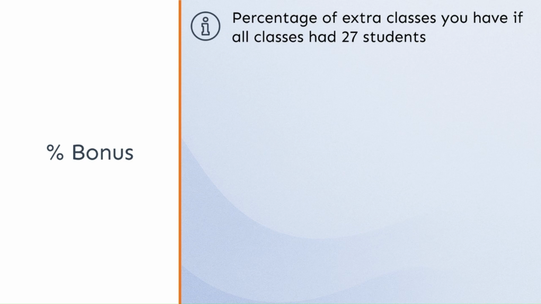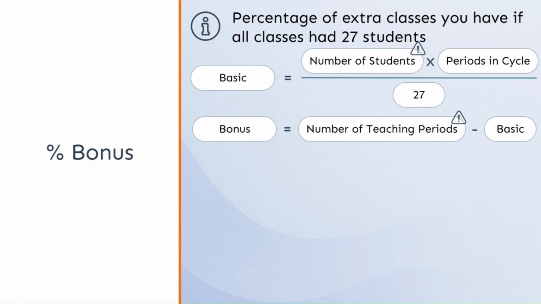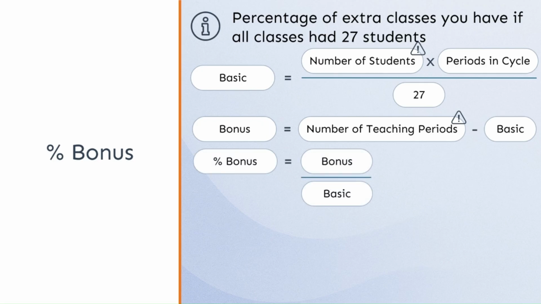Here's how it works. Multiply the number of Key Stage 3-4 students by the number of periods in your cycle. Divide that by 27, and that's your minimum number of classes needed. Compare it with your actual number of teaching periods, and the difference, expressed as a percentage, is your bonus.